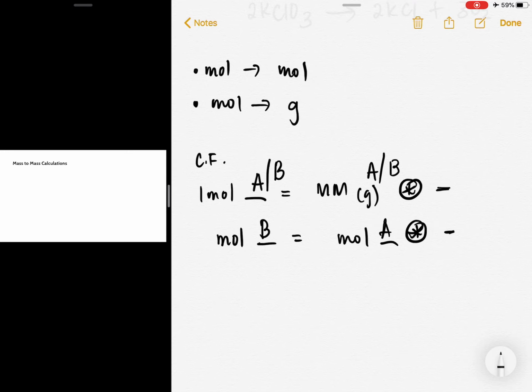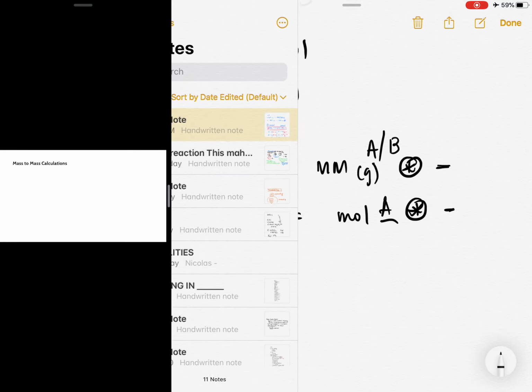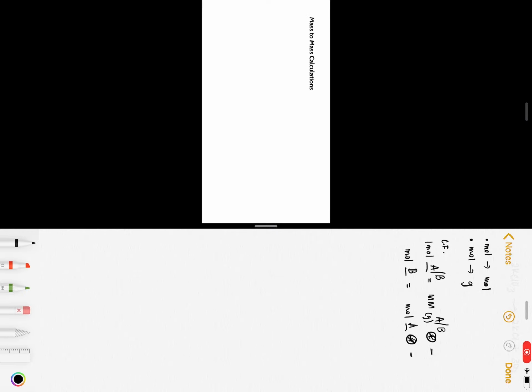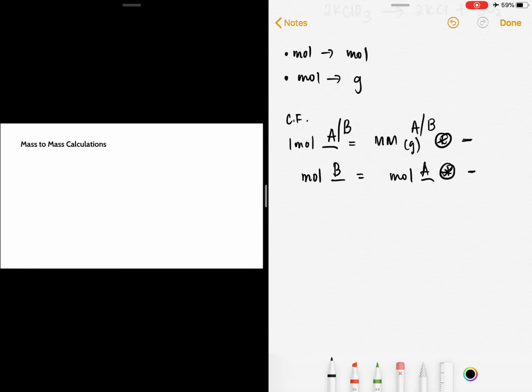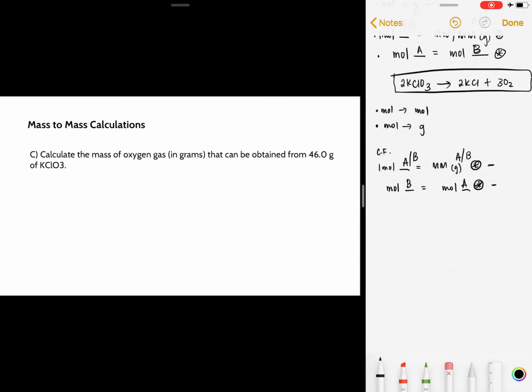So, in this part, I'm going to teach you how to convert from mass to mass. So, from gram to gram. Okay? So, class, here's the problem. Using the same chemical equation we have balanced from the previous video, the question now is to calculate the mass of oxygen gas in grams that can be obtained from 46 grams of potassium chlorate.